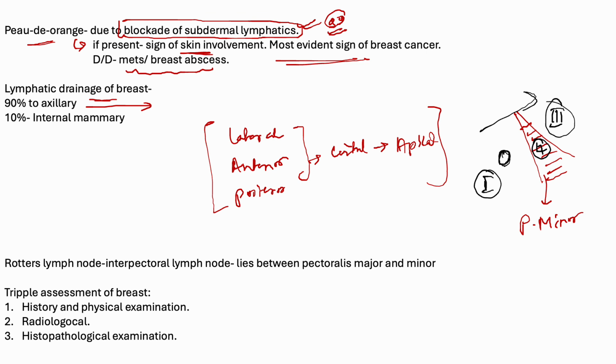Okay. Now, Rotter group of lymph nodes is there, which are interpectoral, that is present between the pectoralis major muscle and the pectoralis minor muscle. Now, whenever we get a case of lump of breast, we do a triple assessment of breast, right? First is the history and physical examination. We're gonna discuss each point separately. Second is the radiological, and third is the histopathological examination of the breast lump.